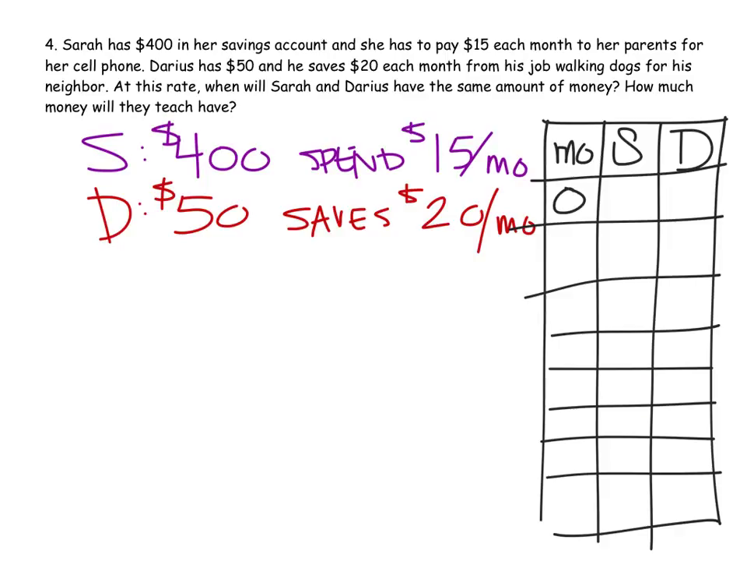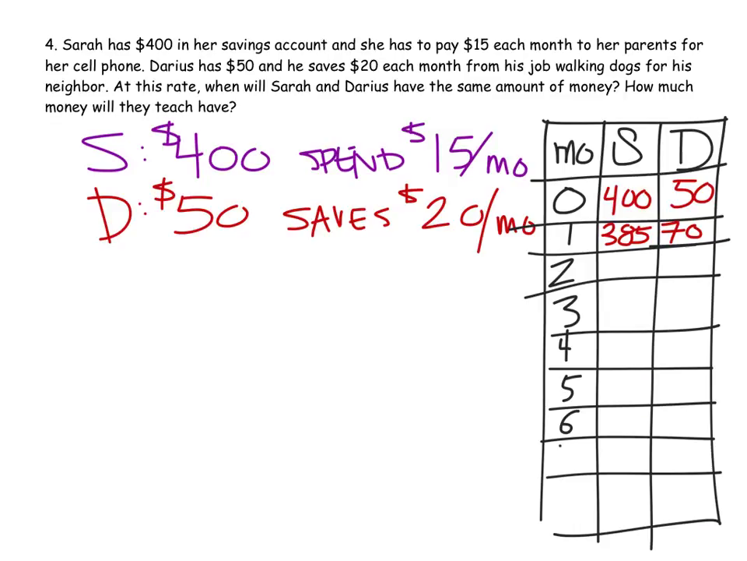This is after saving or spending, right? So we should consider the 0th month. At 0 months, how much money does Sarah have? $400. What about Darius? $50. Nice. Let's go to months then. What about after 1 month? How much does Sarah have? Well, she had $400, and then she took out 15, so now she's got $385. Darius has saved $20, so he has $70.